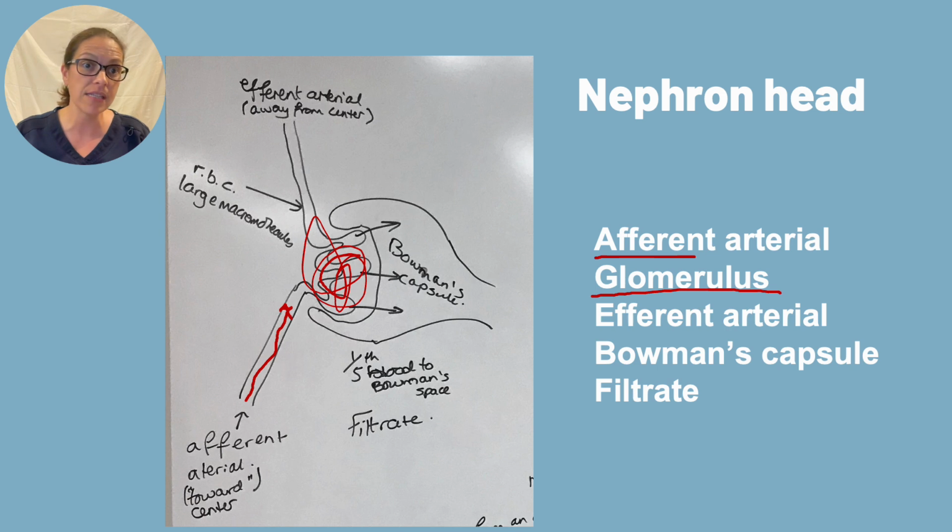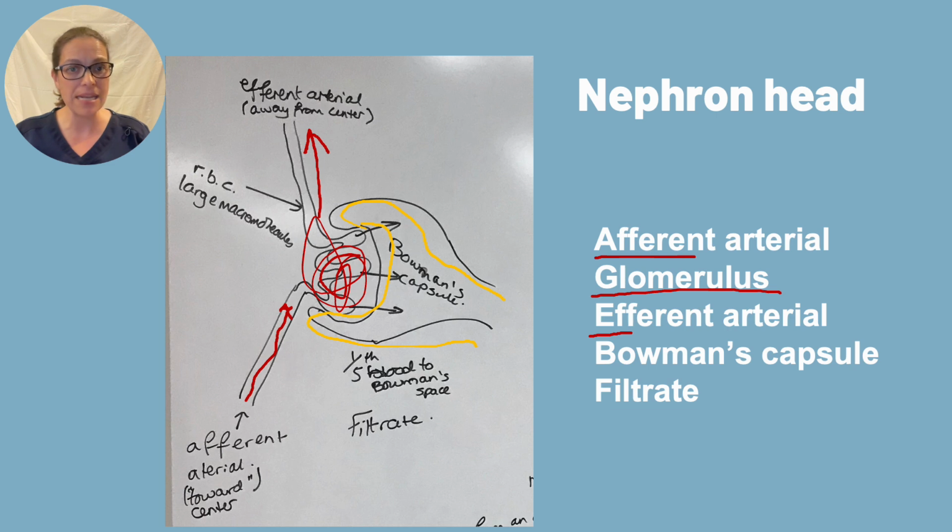The glomerulus. And then the blood flow is going away, and that is going to be the efferent. Efferent meaning away from the center. So towards is the afferent, glomerulus is the center, and away is the efferent. And then we get this structure here, which is the Bowman's capsule. And this Bowman's capsule is the head of the nephron.